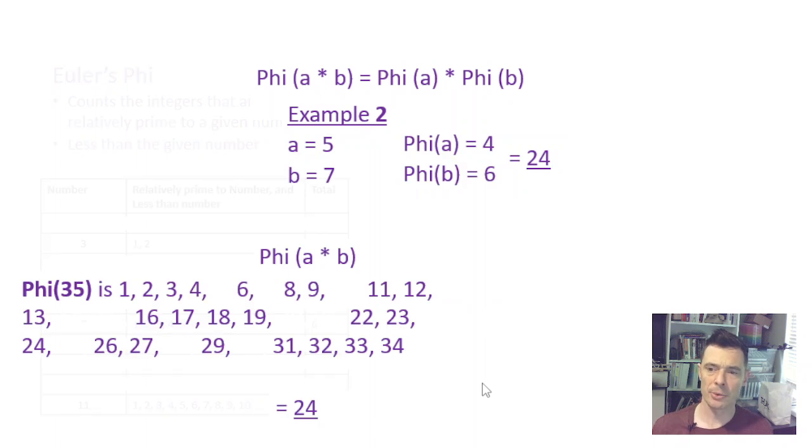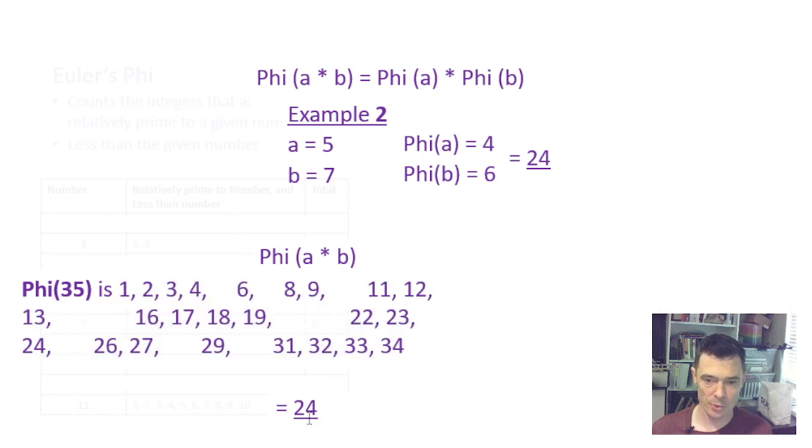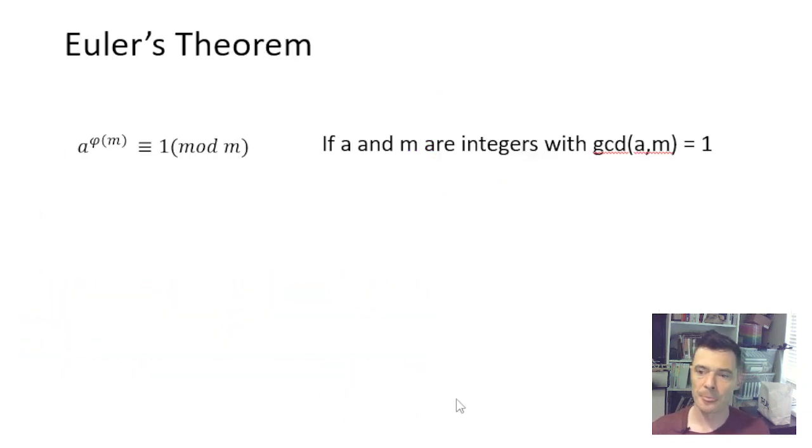And another example, slightly larger, but same story. Phi, or the prime number minus 1, 4 and 6 multiplied together, 24. The prime numbers 5 and 7 multiplied together. These are all the numbers that are co-prime to 35, and the total is 24.